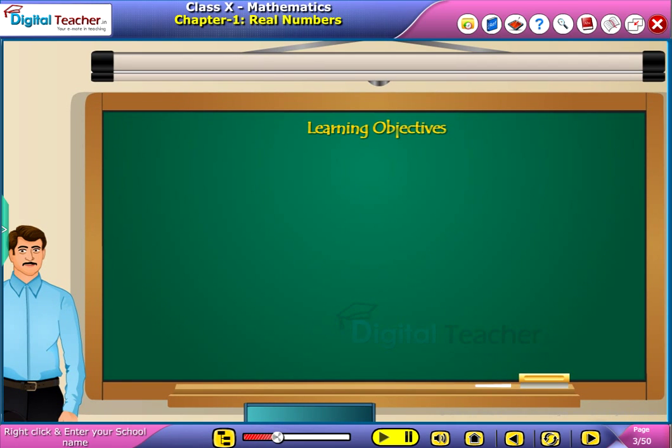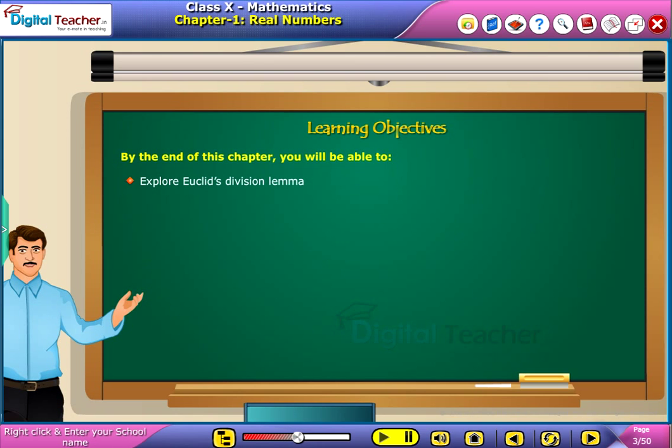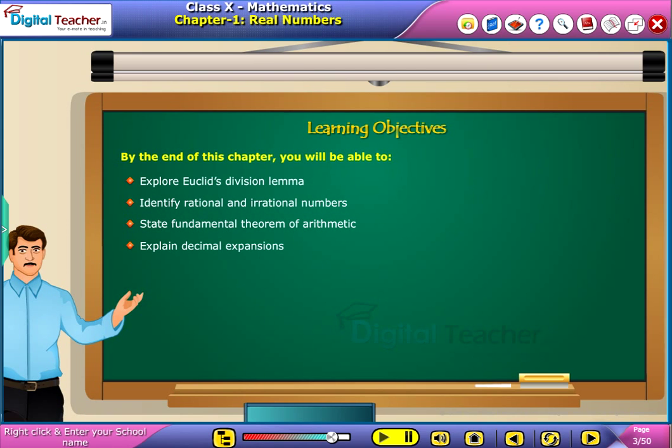Learning objectives. By the end of this chapter, you will be able to explore Euclid's division lemma, identify rational and irrational numbers, state the fundamental theorem of arithmetic, explain decimal expansions, prove irrational numbers, and state the laws of logarithms.